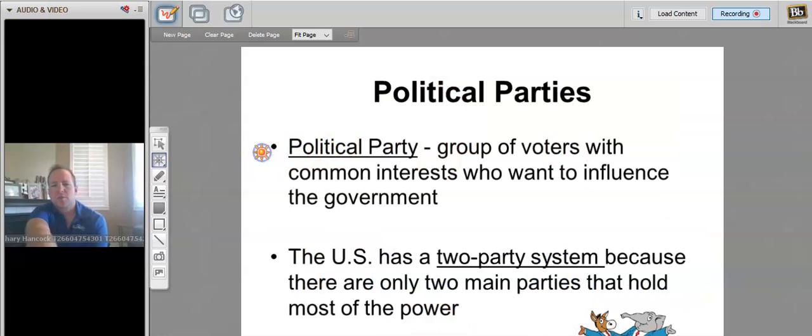As for regards for political parties, a political party is a group of voters that have common interests and who want to influence the government. And so usually each of them have certain platforms. For example, the Republican Party is known for being kind of more conservative and not wanting to give a lot of funds to maybe like social programs. And the Democratic Party is more liberal, and they like to give more money to like social programs and stuff like that.